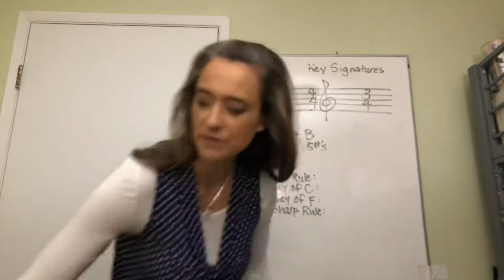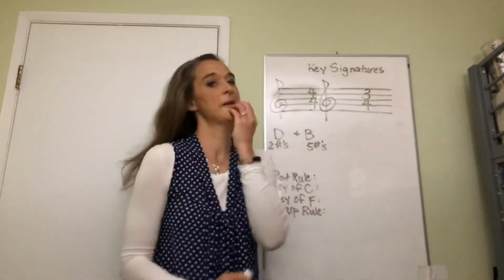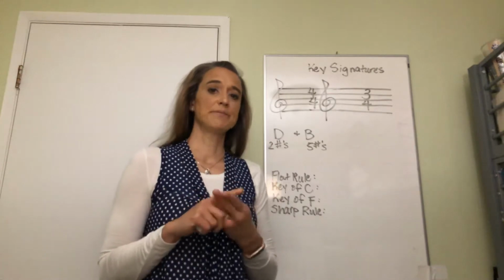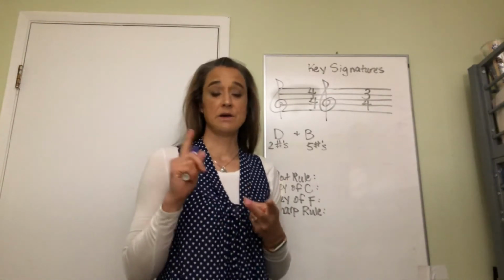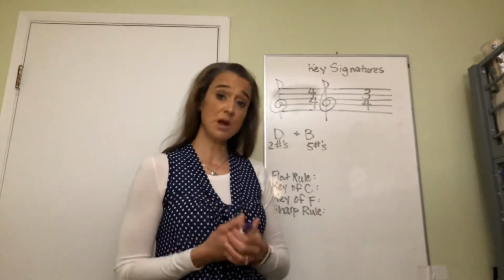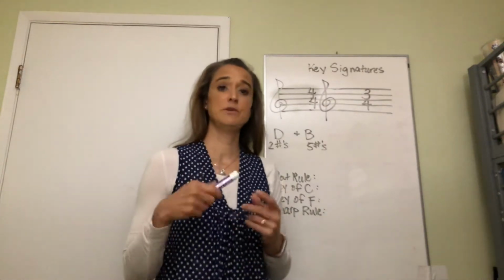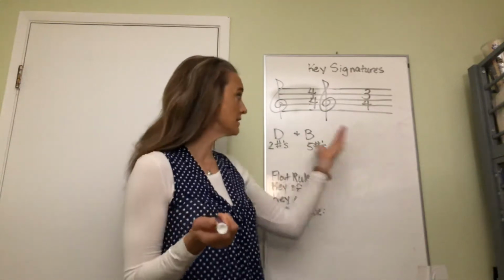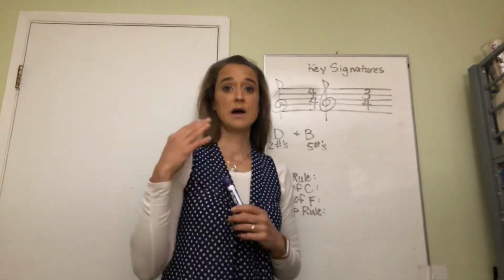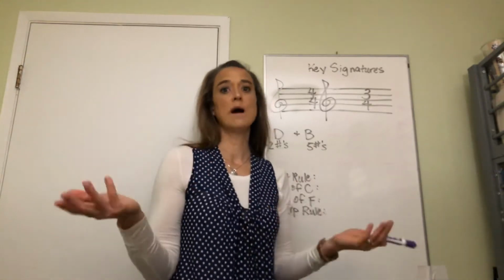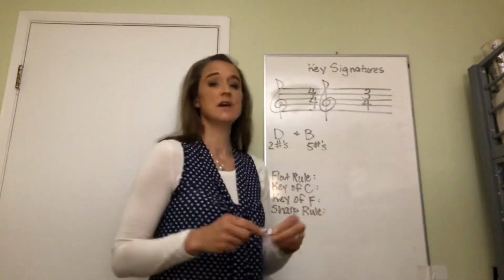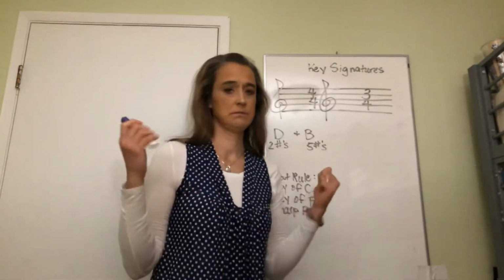All right, let's review. Today we're going to go through what we talked about last week about our three rules, our flat rule, and what's the key of C, what's the key of F, and today we're going to talk about the sharp rule. So we're going to review how to write them in the key signature, and we're going to go through again those important rules about what key signatures are. So let's get started. First of all, key signatures, where are they located?